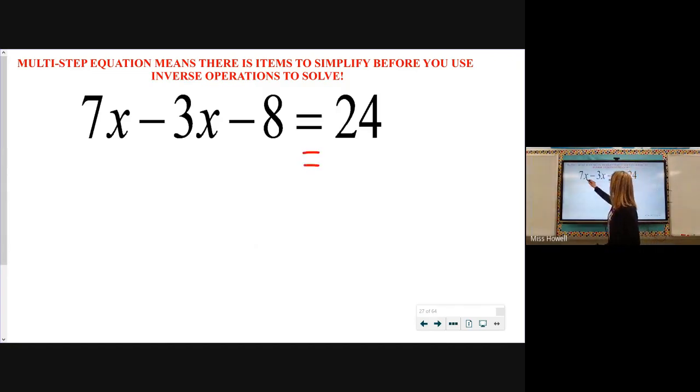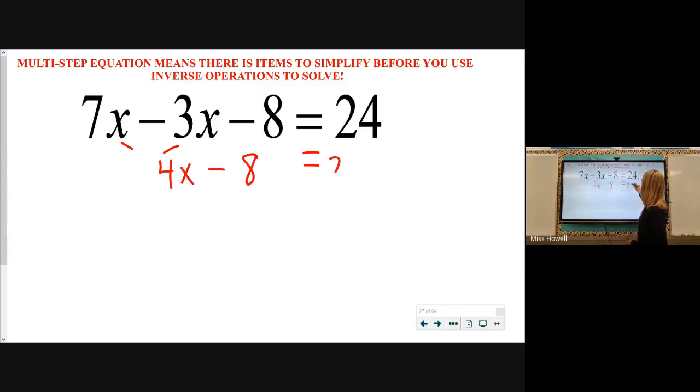On this side with x, these two terms are like terms. They can be put together or simplified. So we want to start there. 7x minus 3x will give us a 4x. And then we still have the subtract 8, and we still have the equals 24.